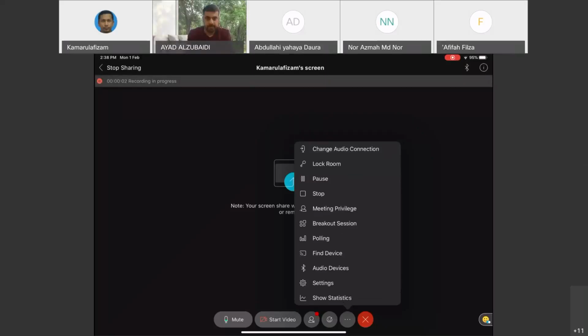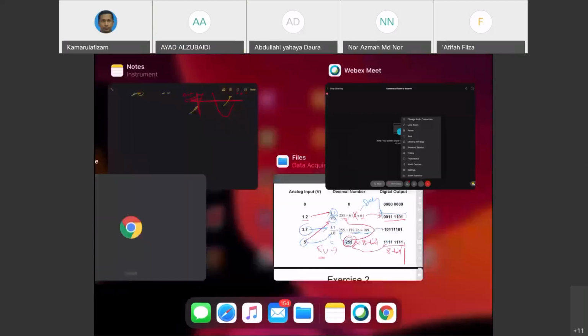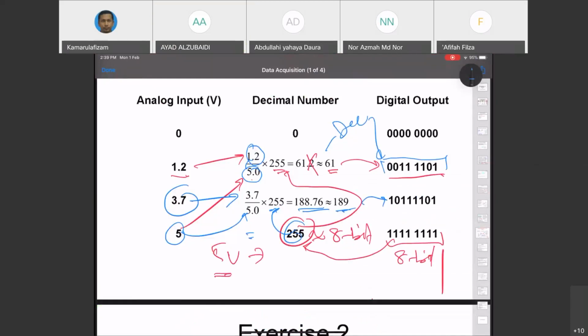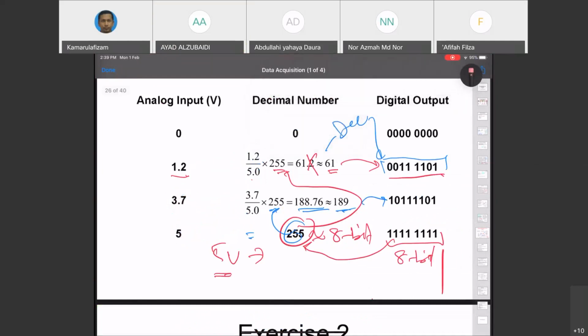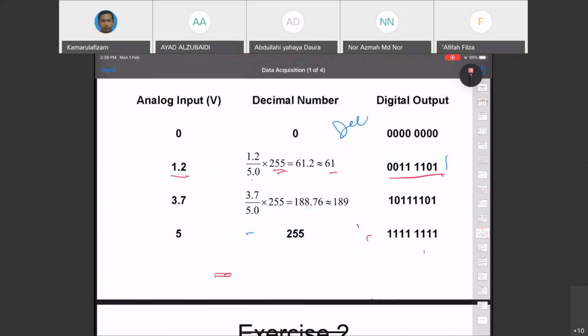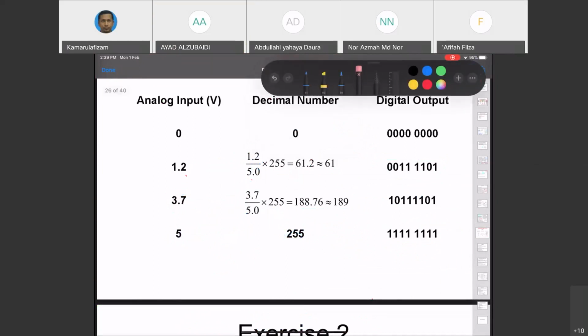Binary record. All right. Okay. I hope you still remember the formula of how we convert analog value to digital value. All right. This is very basic and very important. You will be asked about this in the test, so you better know this thing.